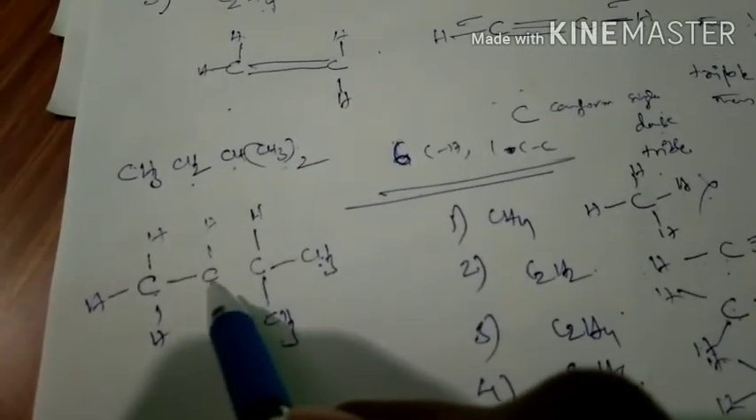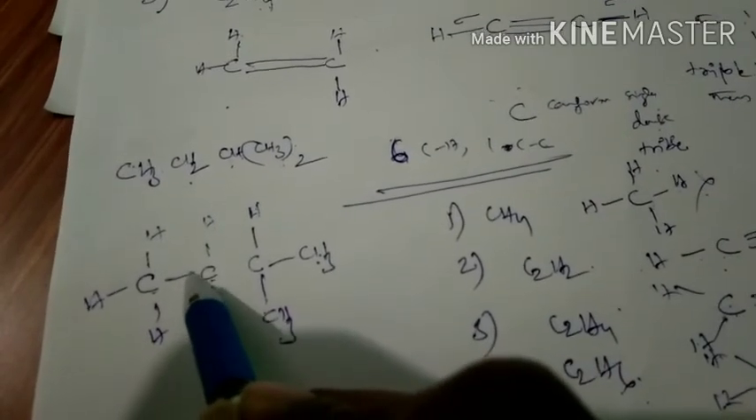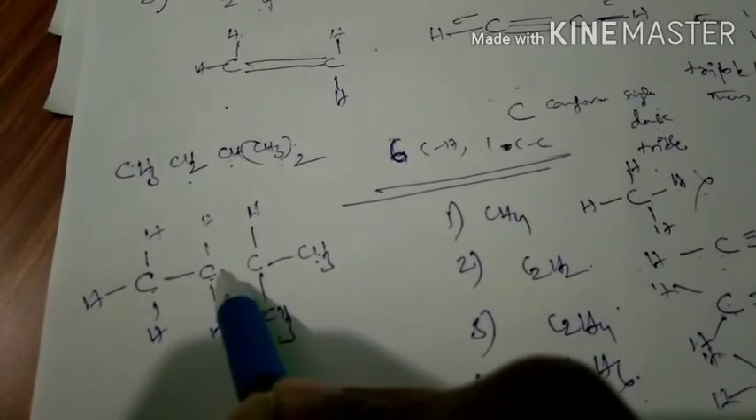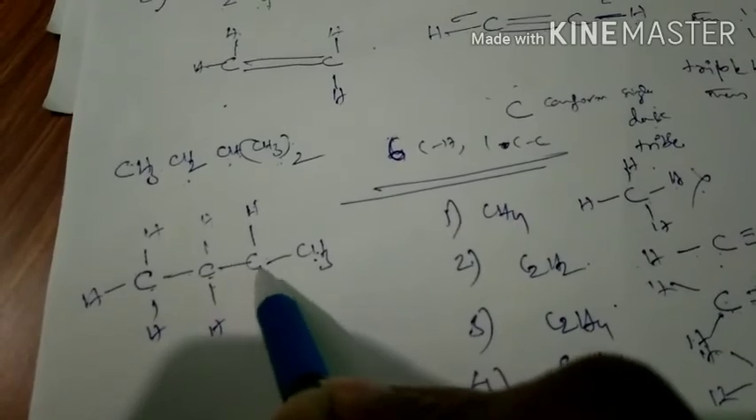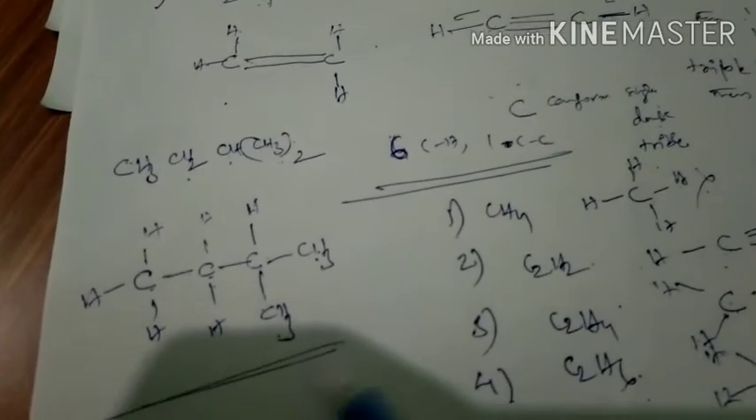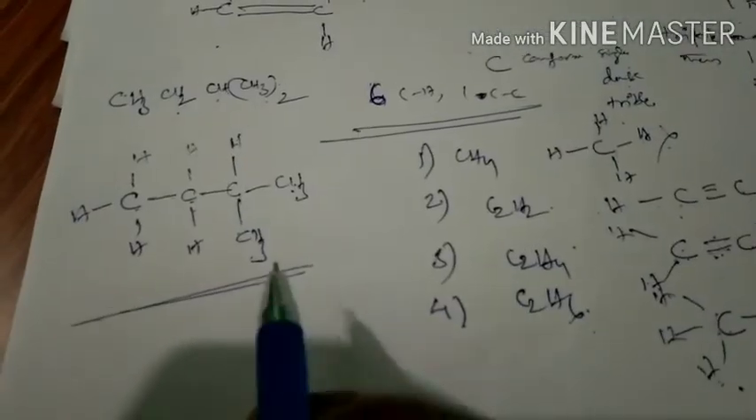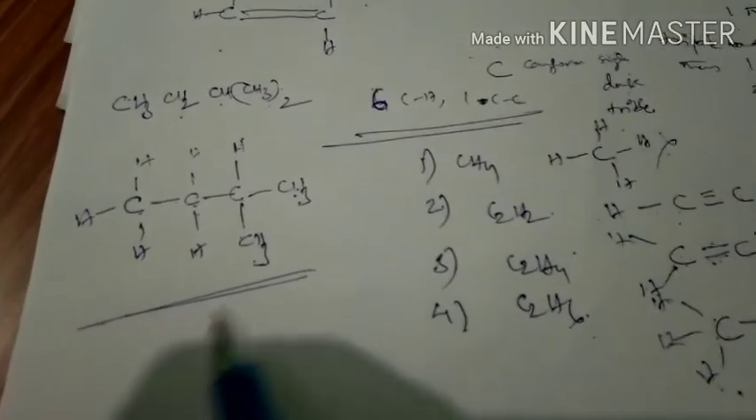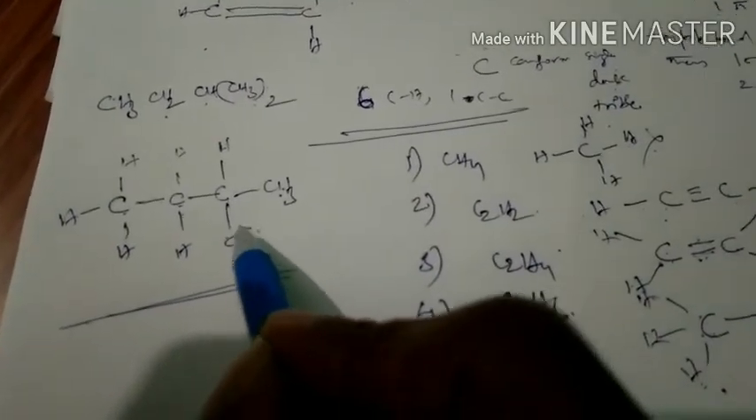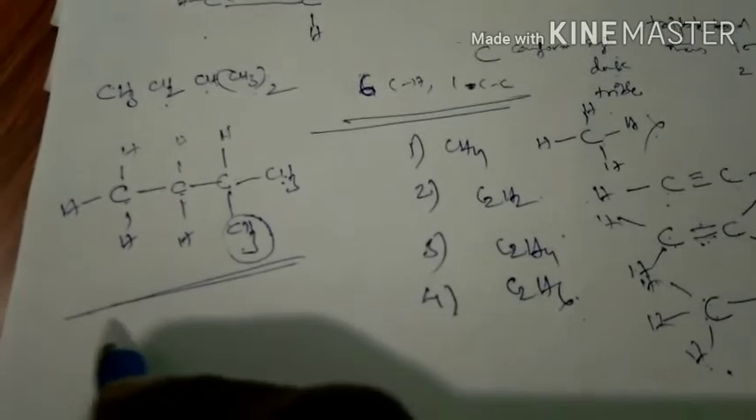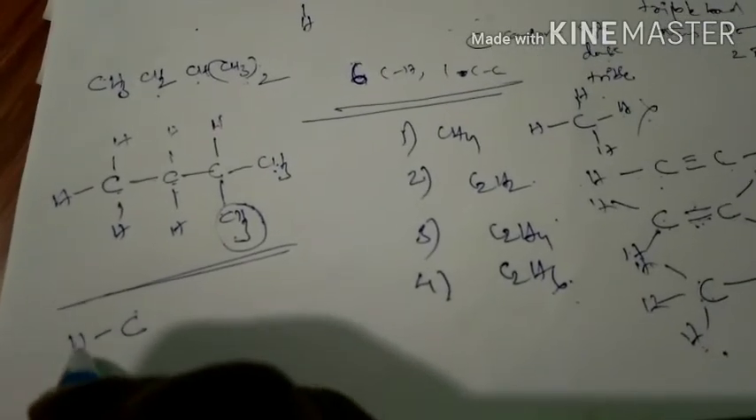Now see, if you look at the structure, this carbon forms how many bonds? 3 bonds, but still it requires 1 bond. That bond will be formed with another carbon. So this is the way to write the structure of this compound. You can draw this part also. That means C, H, H, H. That means this part is finished.